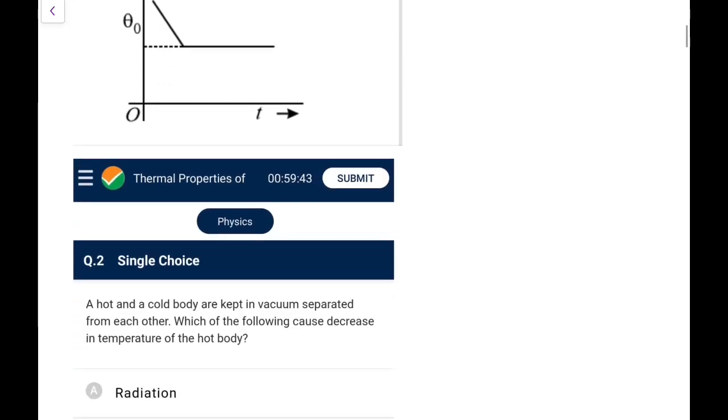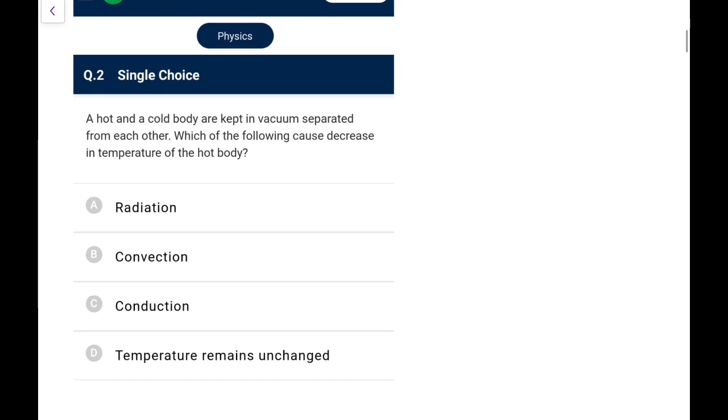Next one. A hot and a cold body are kept in vacuum separated from each other. Which one of the following can decrease the temperature of the hot body? Now the crucial thing to note, it is vacuum. So because it is vacuum, convection and conduction can't take place, so only radiation is the possible mode of heat transfer that is feasible even in absence of any medium in a vacuum. So it's a theoretical one.